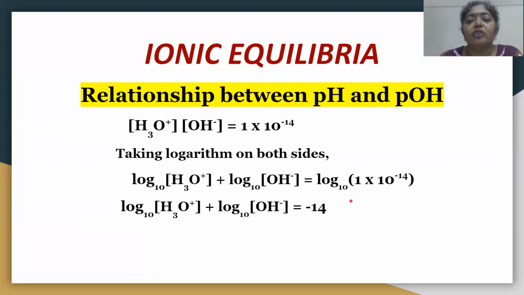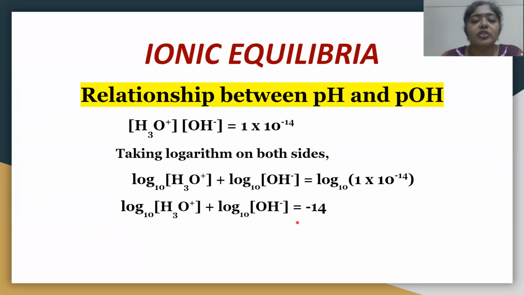This log of 1 into 10 power minus 14 can be written as log of 1 plus log of 10 power minus 14. Now what is log of 1? Log of 1 is 0. And log of 10 power minus 14 to the base 10 is nothing but minus 14. So you get log of hydronium ions plus log of OH minus ions is equal to minus 14.